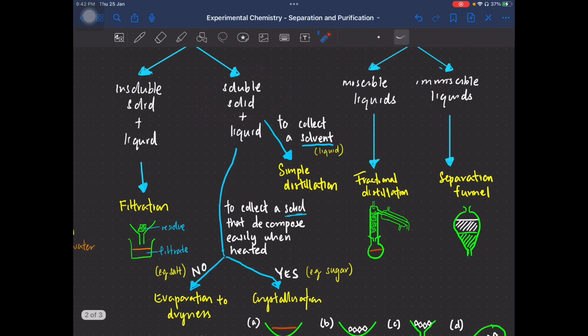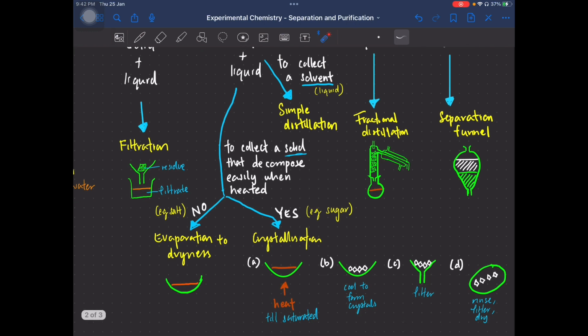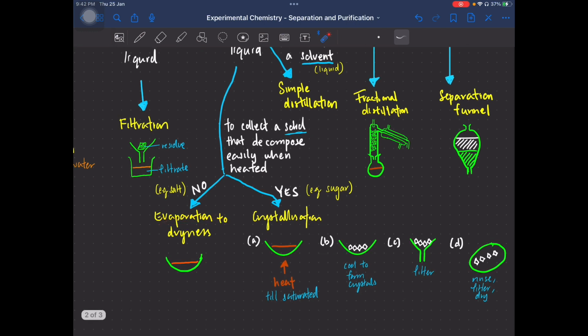So it's not any random solid that's resistant to heat. We're talking about a soluble solid, but resistant to heat. Then you can just evaporate the whole solution to dryness. Then you'll be left with the solid itself. So that is something to think about.